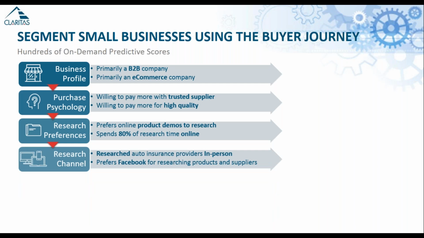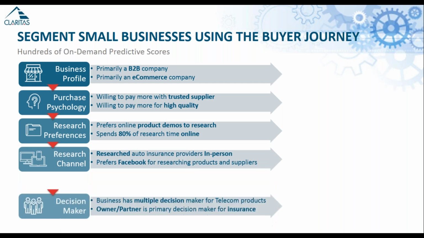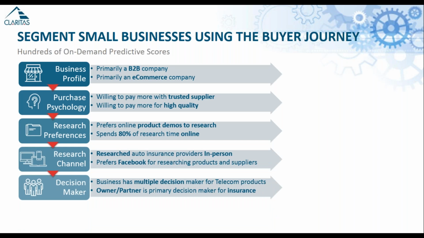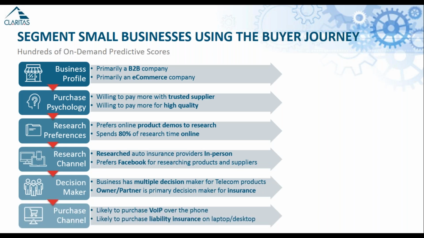It defines the specific research channel and media used to find suppliers. And finally, we narrow down to who the decision maker is and what channel they use to complete the purchase. The journey steps here really highlight hundreds of behaviors available to use in targeting.